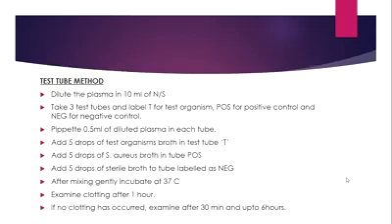Now the test tube method: we are going to dilute the plasma in 10 ml of normal saline and keep it aside. Then we're going to take 3 tubes and label them as T for the test organism, positive for positive control and negative for negative control. And then we are going to pipette out 0.5 ml of diluted plasma in each of the 3 tubes. The first tube is going to have 5 drops of test organism broth. The second tube, which is labeled as positive, we're going to add 5 drops of Staph aureus broth. And the third one, which was labeled as negative, we're going to add 5 drops of sterile broth that shows no organism.